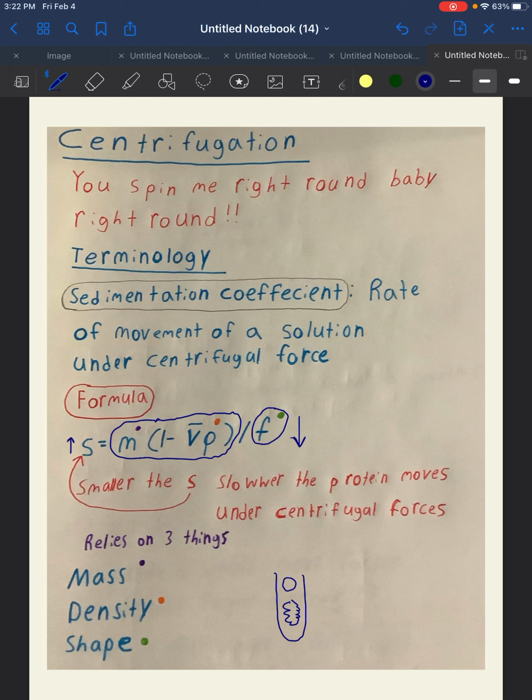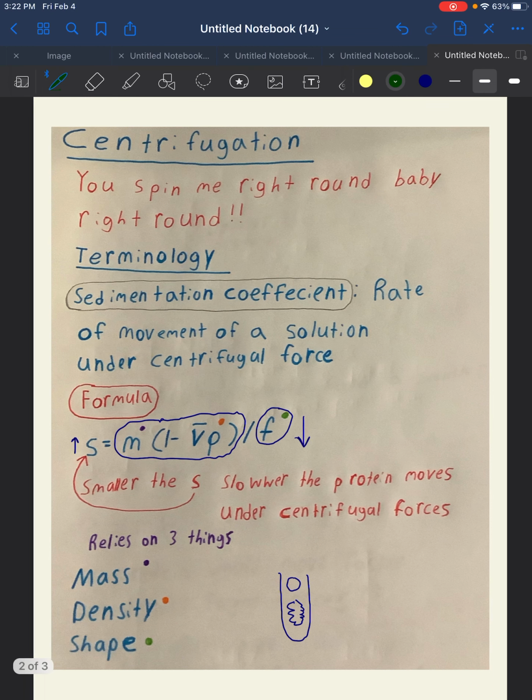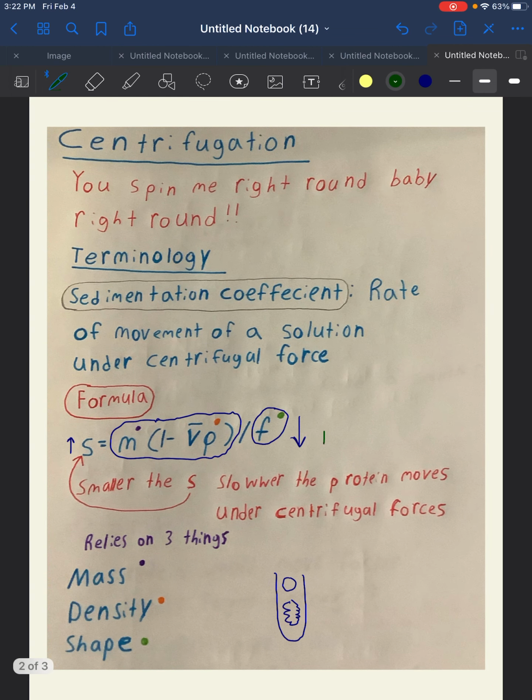Now, if it's this awkward shape, it's going to actually have a larger frictional molecular shape, which is going to increase that friction and cause it to be slower. So once again, to reiterate that, if you have an awkward shape, your sedimentation coefficient is going to go down. And if you have a smoother shape, less friction, less surface area, your sedimentation coefficient is going to go up, meaning that it is going to be traveling faster.